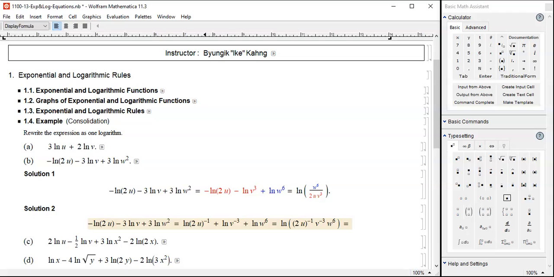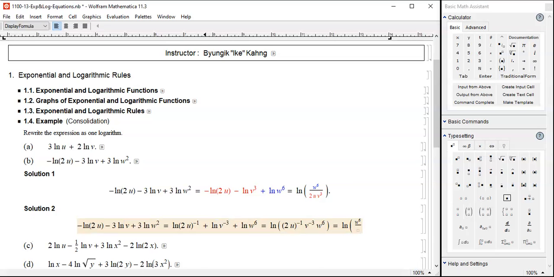Well, you can stop here because the problem asks you to express this into one logarithm, did not ask you to simplify with only positive powers. So you can stop there, but it's customary to go one step further. Logarithm of w to the 6th power, and then negative powers are all going to denominator, 2u, v to the 3rd power, like this. And then of course we have the same answer as before.